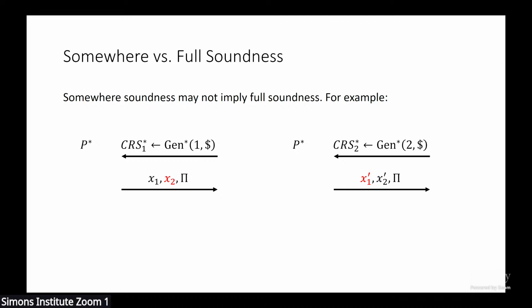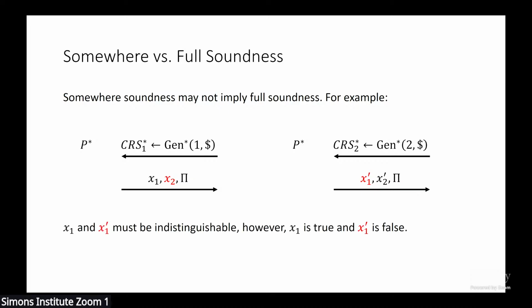This means that the instances that the adversary will sample for us are also going to be indistinguishable from each other. But there's no contradiction here. If we're working with NP languages and your language is hard, it's very possible that you have a true statement x1 that is indistinguishable from a false statement x1 prime. So there's really no contradiction to somewhere soundness. So intuitively, what is going on in this example?